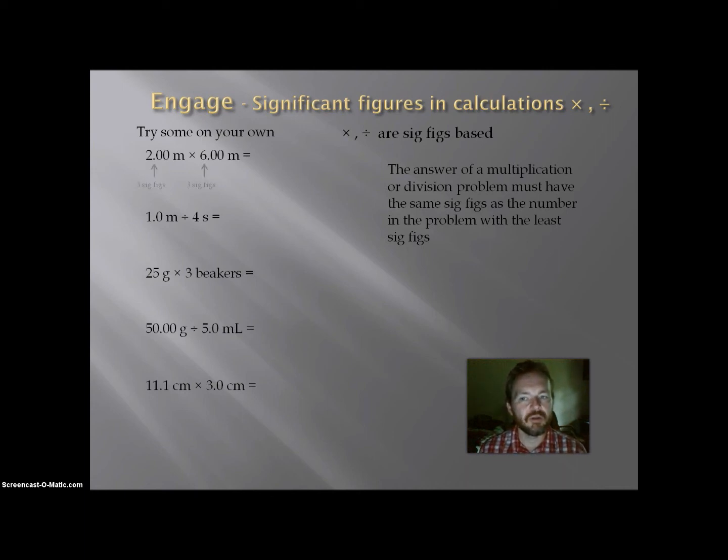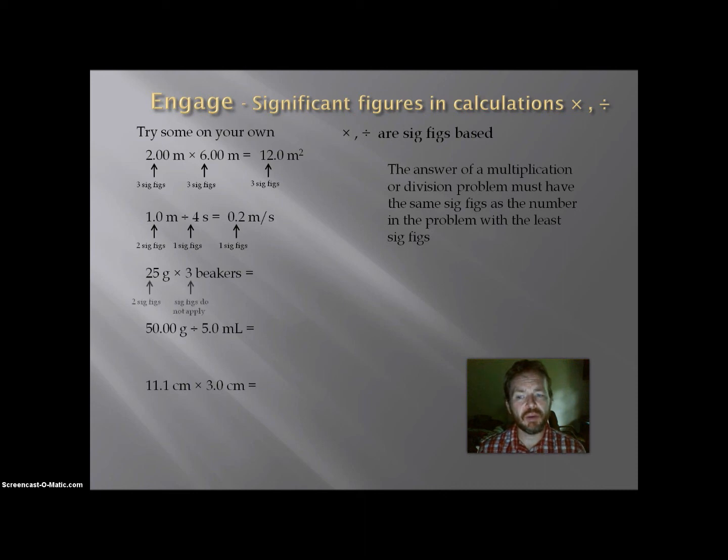First example, 2.00 meters has 3 sig figs. 6.00 meters also has 3 sig figs. So my answer should be reported to 3 sig figs. That means the answer should be 12.0 meters squared. Second example, 1.0 meters has 2 sig figs. 4 seconds has 1 sig fig. So that means I should report my answer to 1 sig fig, which is the smallest sig fig in the given number. So I report that as 0.2 meters per second.